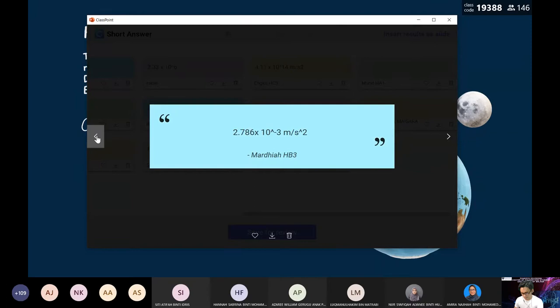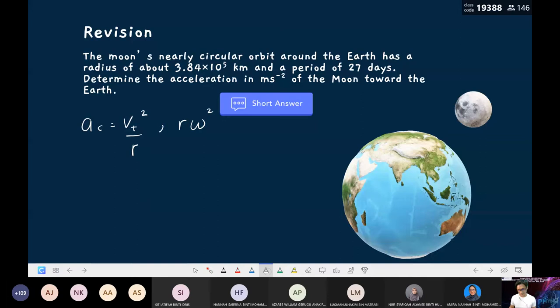So saya akan tunjuk dia punya solution. Okay, so secara terang-terangannya obviously kita boleh tahu from the equation given is 3.8 times 10 to the power of 5, but this one equation bagi dalam kilometer, so you have to convert it into meter. Jadi you have to darabkan dengan 1000 ataupun 10 to the power of 3 lah. Then the radius in meter is 3.84 times 10 to the power of 8 meter.